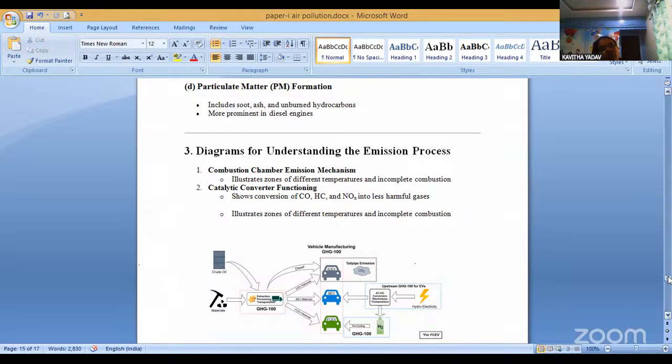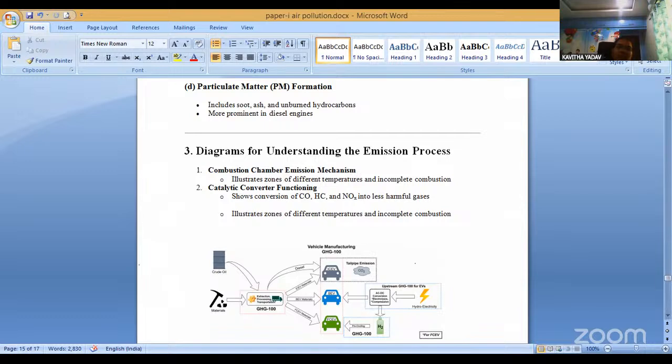These are the diagrams for understanding the emission process, the combustion chamber emission mechanism. It illustrates the zones of different temperatures for incomplete combustion. The first subheading, and the second subheading is the catalytic converter functioning, which shows conversion of carbon, hydrogen, and nitrogen compounds into less harmful gases, illustrating the zones at different temperatures where incomplete combustion takes place.